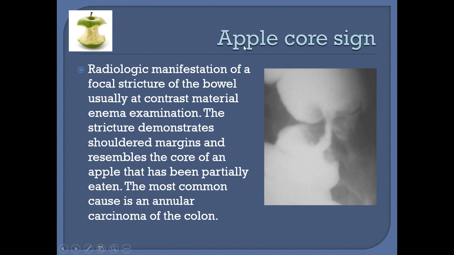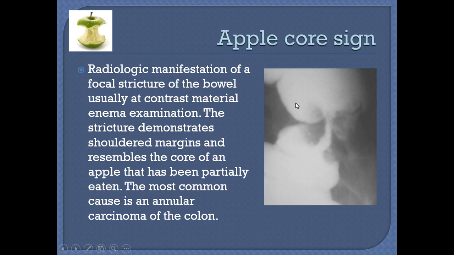Usually the apple core sign you have heard, you have seen the apple core. All of us have eaten apples many times and left the core. It is the radiological manifestation of a focal stricture of the bowel, usually at contrast material enema examination. The stricture demonstrates shouldered margins, and the core in between, and the mucosa is irregular. It is usually seen in annular carcinoma of the colon. This is the barium enema examination.